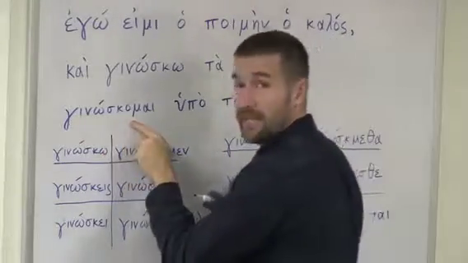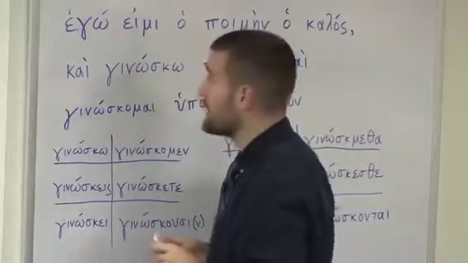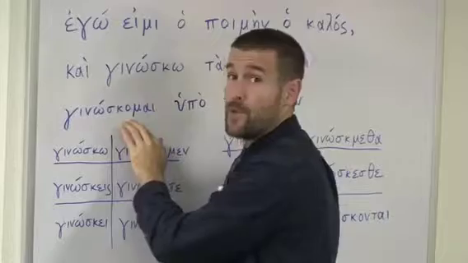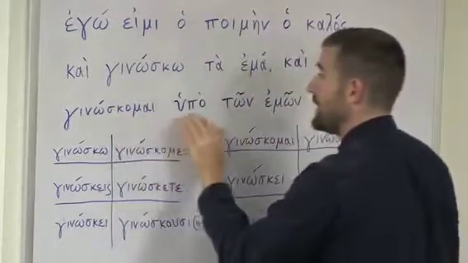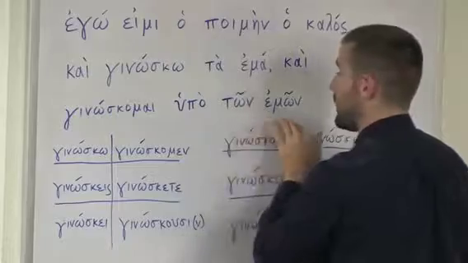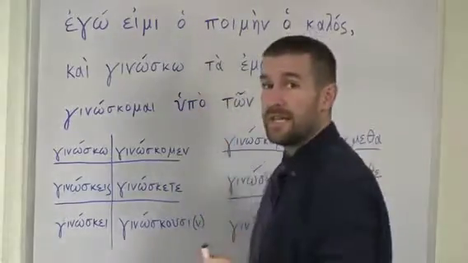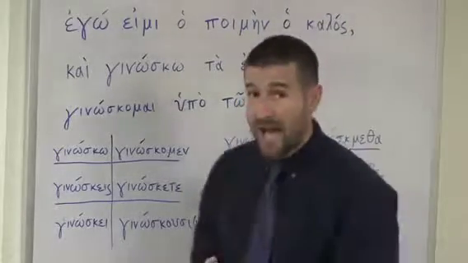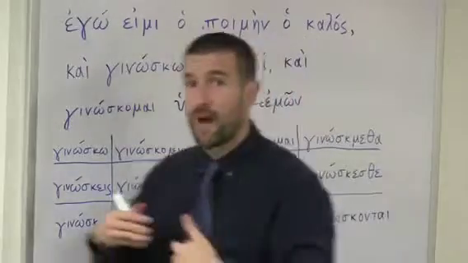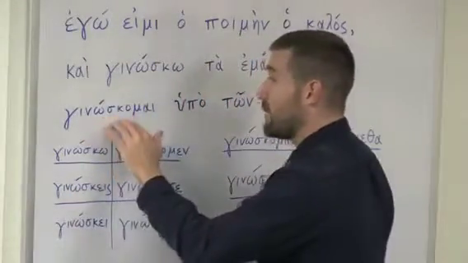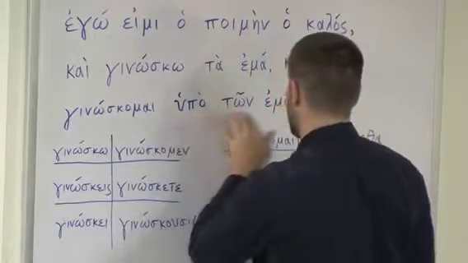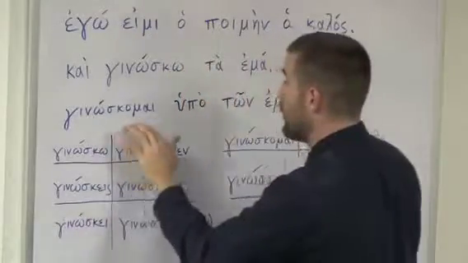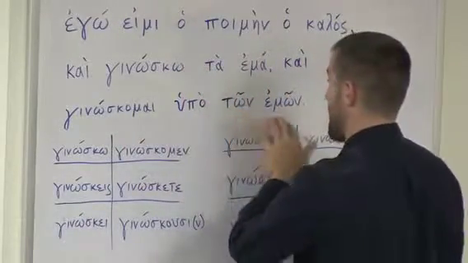Now, ginosko me is what we're going to be talking about today with the passive voice. Ginosko means I know. Ginosko me means I am known. All right, and we're going to talk about that in a moment. Ipo ton emon. Ipo is a preposition in Greek that means under, but it also means by in the sense of something was done by someone. Okay, so here Jesus is saying, I am known by the mine. Okay, I am known of mine is what it says in English. I am known by or of the mine.